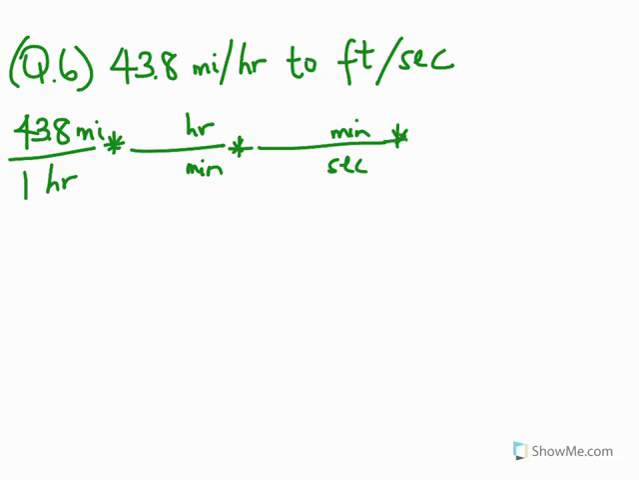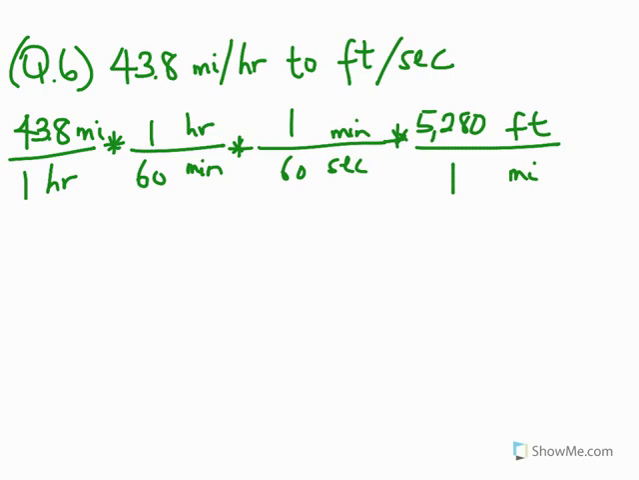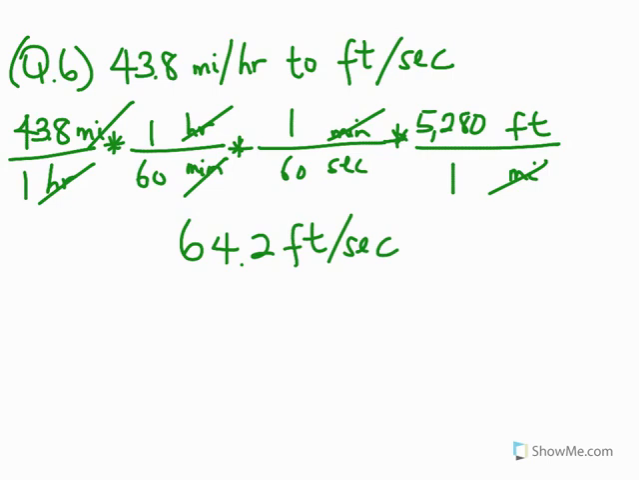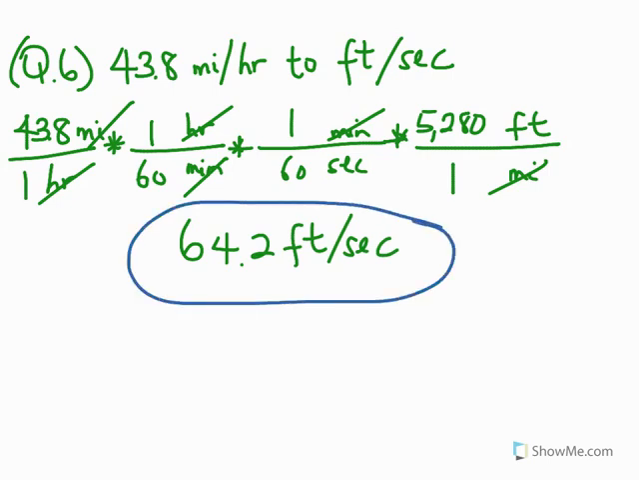And then we now have, now this means times, I hope you know that. Miles here and feet here. Okay, so 60 minutes is 1 hour, 60 seconds is 1 minute, and 1 mile is 5,280 feet. Hour cross out hour, minute cross out minute, miles cross out miles. When you multiply and divide by 3600 and round, you will get 64.2 feet per second. And this becomes your answer.